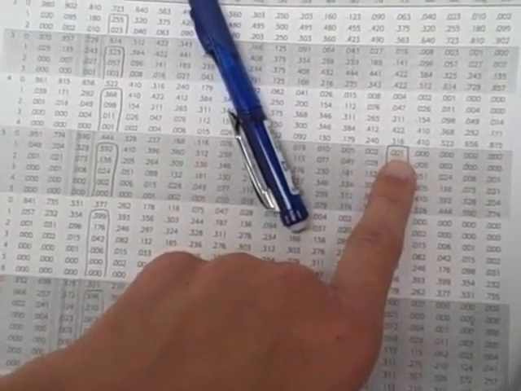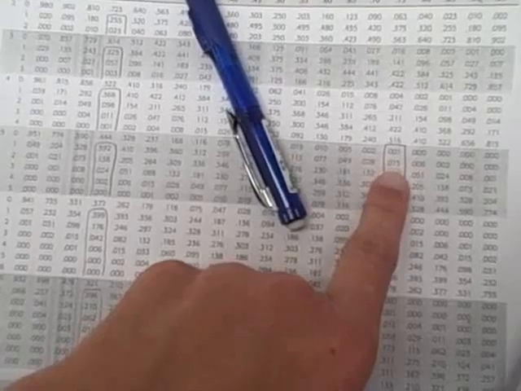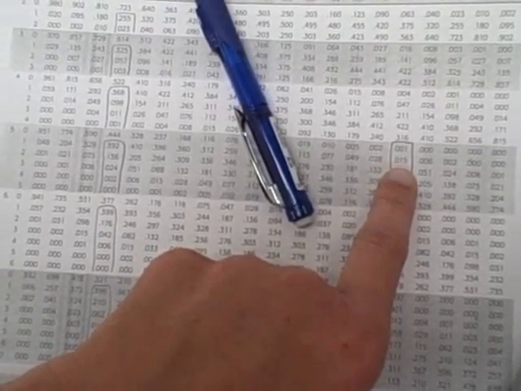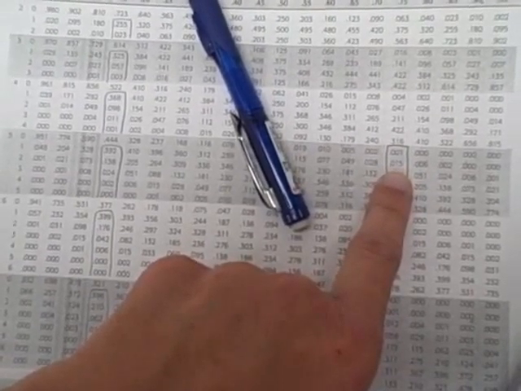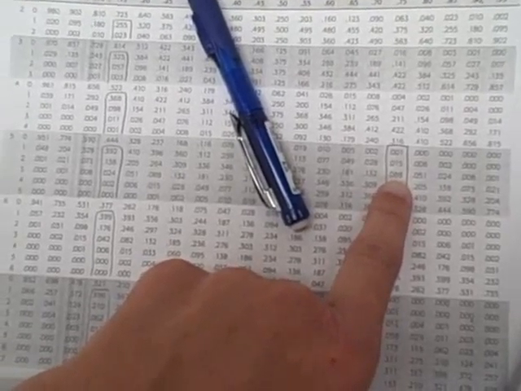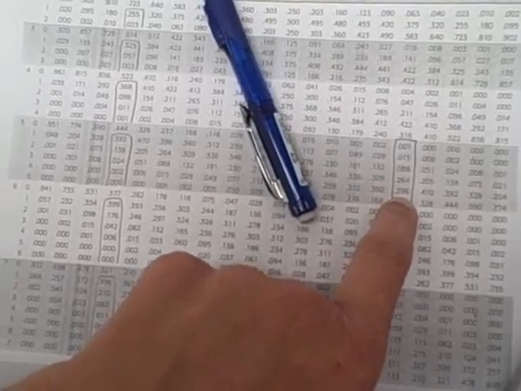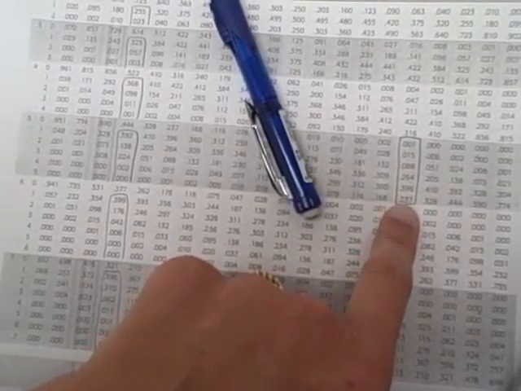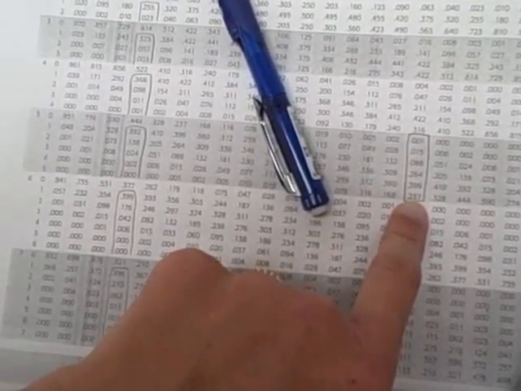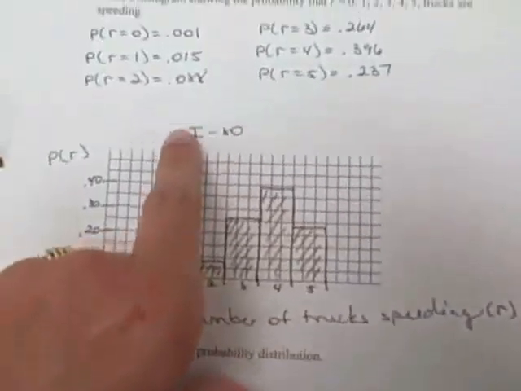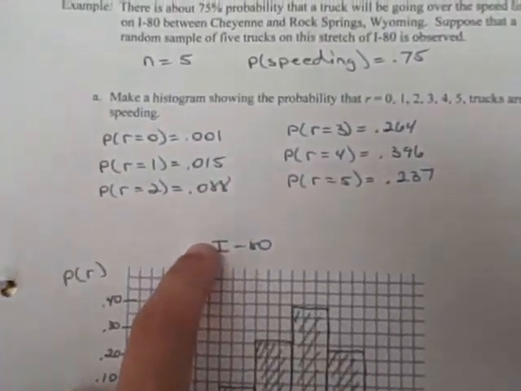The probability 0 trucks are speeding is 0.001. The probability 1 truck is speeding is 0.015. 2 trucks, 0.088. 3 trucks, 0.264. 4 trucks, 0.396. And 5 trucks is 0.237. Okay, so that's where I got these probabilities that I wrote down.